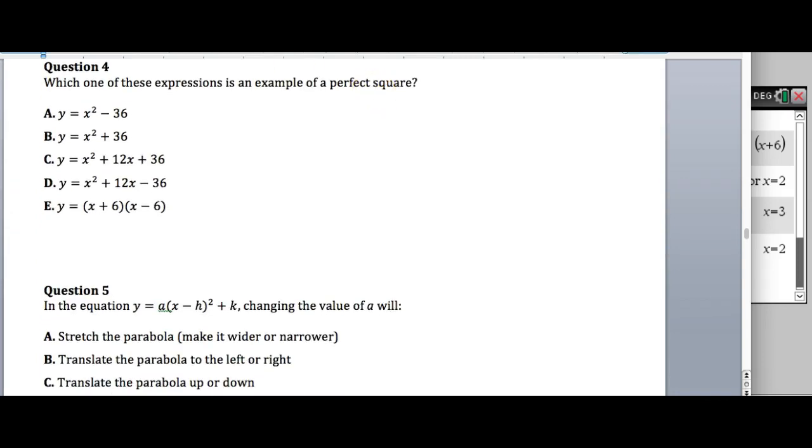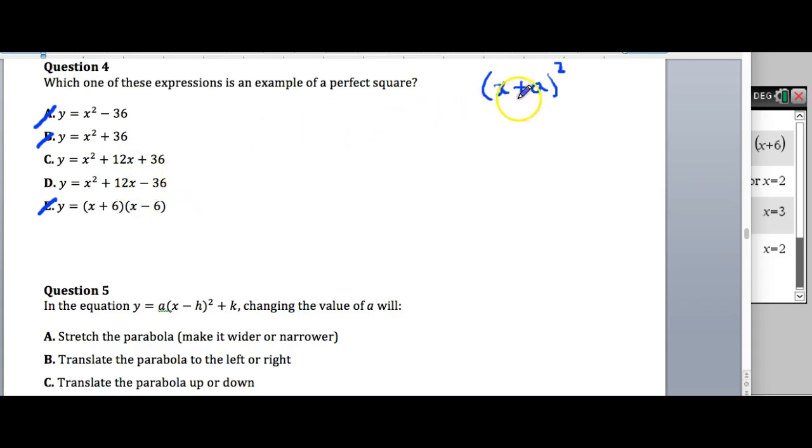All right, question 4. Which one of these expressions is an example of a perfect square? So don't get perfect square mixed up with the difference of perfect squares. A perfect square is in the form (x + a) squared. So this one here is an example of the difference of perfect squares. This one here is just nothing. This one here is also an example of the factorized form of difference of perfect squares. So basically we're just looking at C and D.